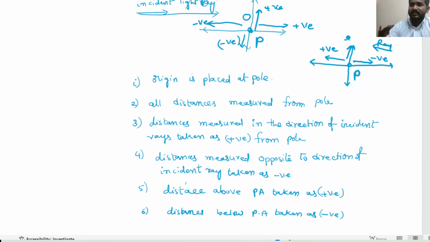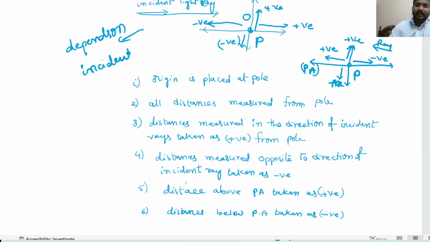Heights above the principal axis are taken as positive, and distances below the principal axis we need to take as negative. So it is your principal axis. Like this, we need to follow sign conventions. The sign convention majorly depends on the incident ray direction. So it is the major point to remember in sign convention of light rays.